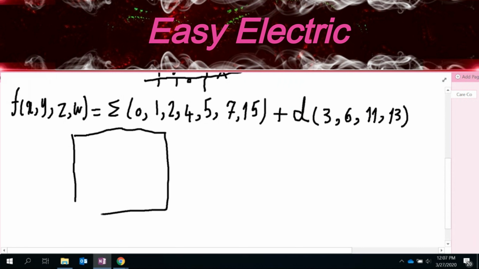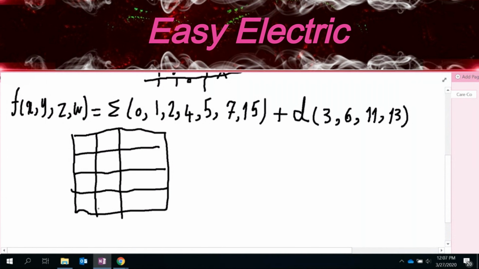So again you have your k-map. You have 4 variables, so it should be 16 squares. You put x, y here and z, w here: 0 0, 0 1, 1 1, 1 0. Same thing here: 0 0, 0 1, and sorry, 1 1 here, and 1 0 here. Okay, so just put the numbers.